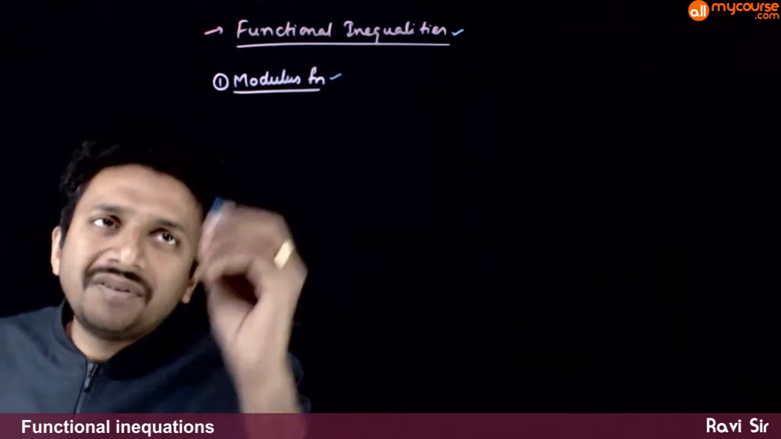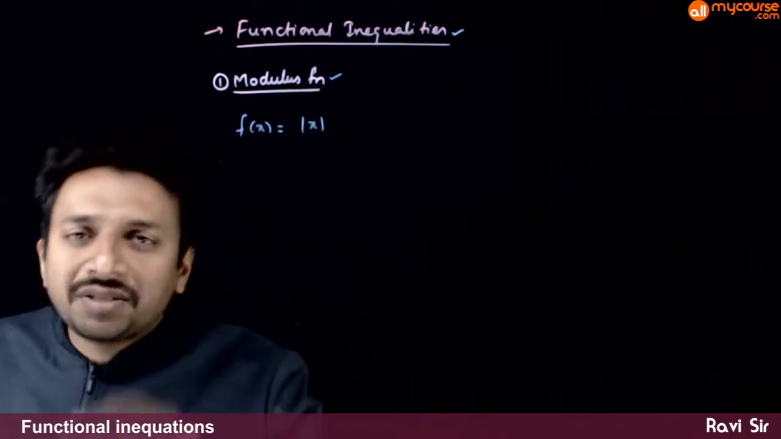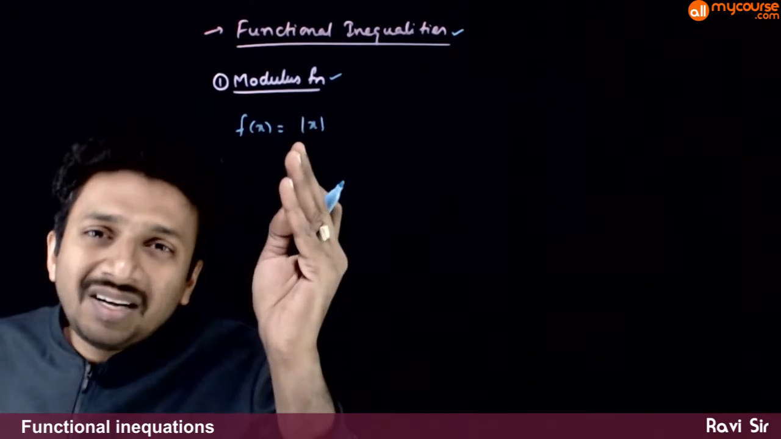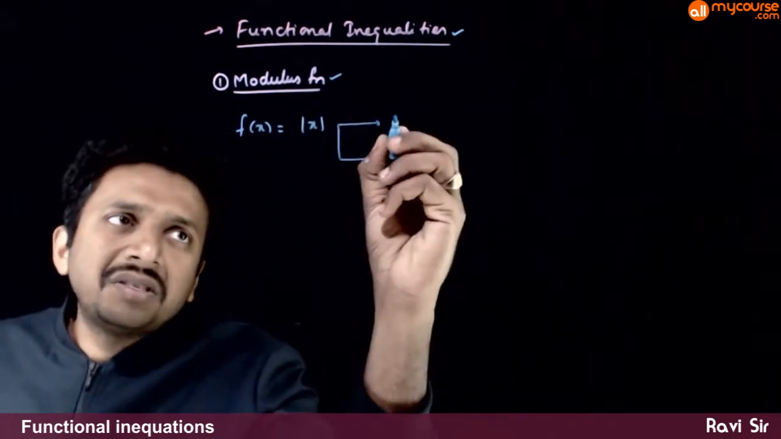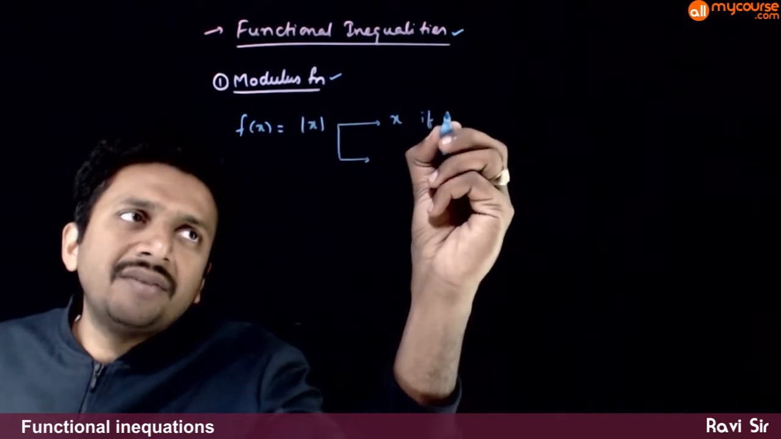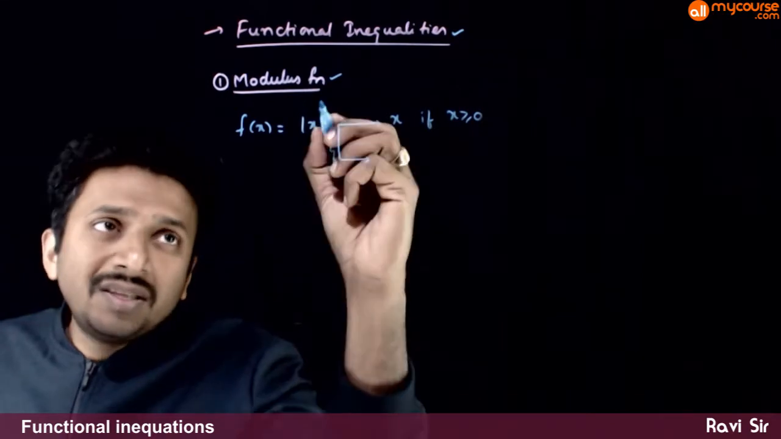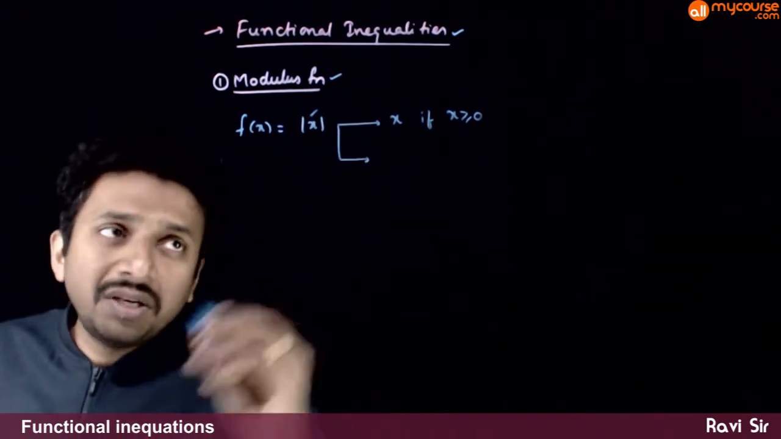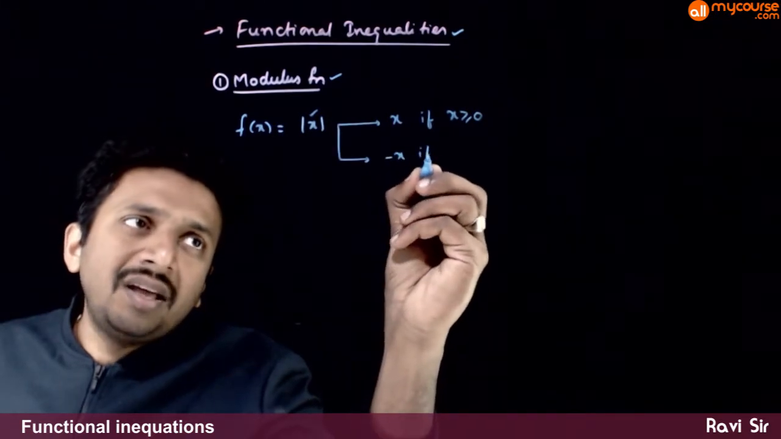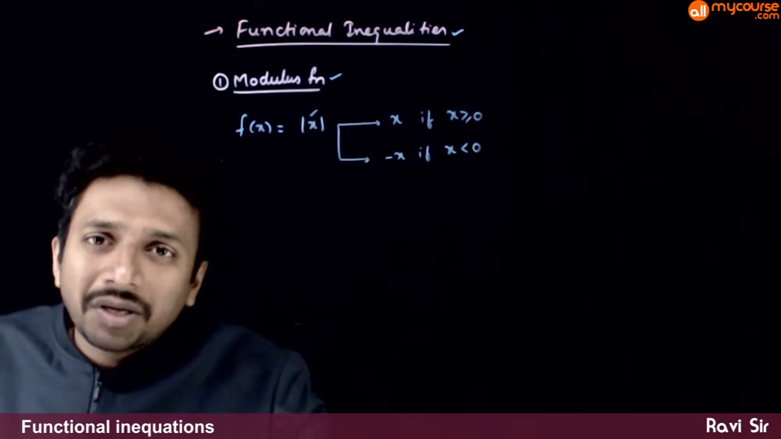So we know the definition of mod x. f of x is equal to mod x. What is the definition of mod x? Mod x is a piecewise defined function which is equal to x if x is greater than or equal to 0, and minus x if x is less than 0. That's the definition of mod x.